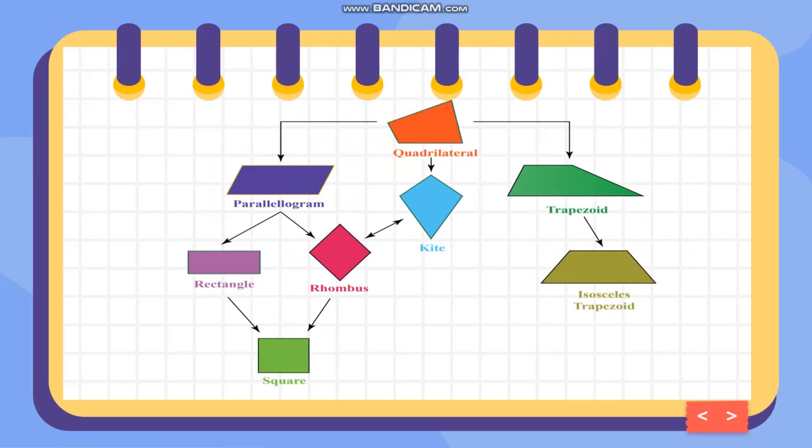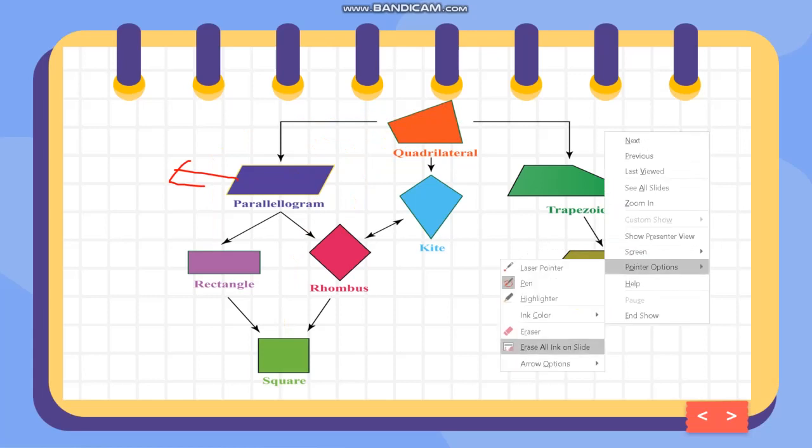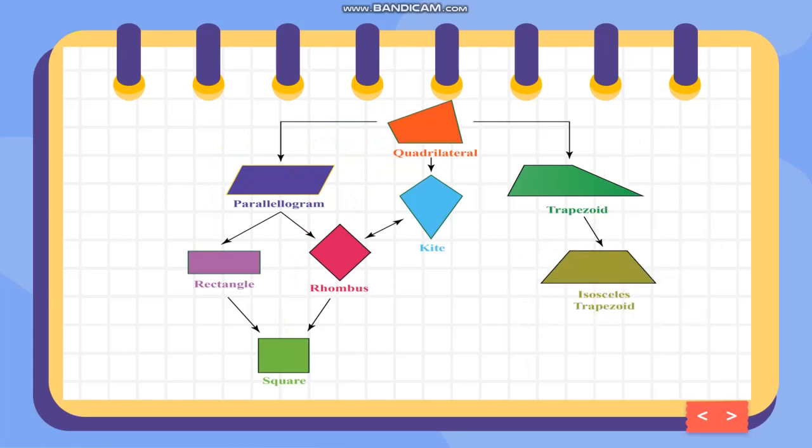Now, let's proceed to a parallelogram. When we say parallelogram, it means there are 2 pairs of parallel sides. This one and this one are parallel, that is the first pair. This side and this side are also parallel, so that is the second pair of parallel sides. A parallelogram is a family of quadrilateral because it has 4 sides and 4 angles.